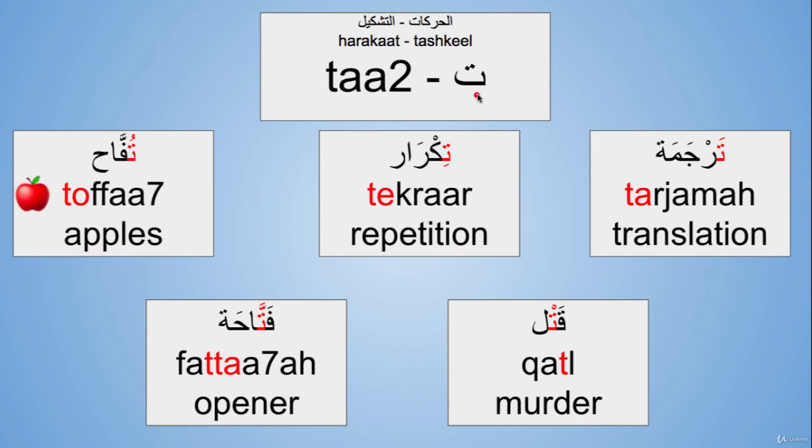Moving on to the next letter, which is ta, you can find the same combinations. We can have it with fatha, ta, like the word tarjama, which means translation. And you can have it with kasra, ti, like tikrar, which means repetition. And you can have it with dhamma, tu, like tuffah, which means apples. And you can have it with sukoon, like qatl, which means murder. And we can have it with shadda, which can also be combined with other diacritics. In this case we can have it in a word like fattaha, like an opener, like a can opener.